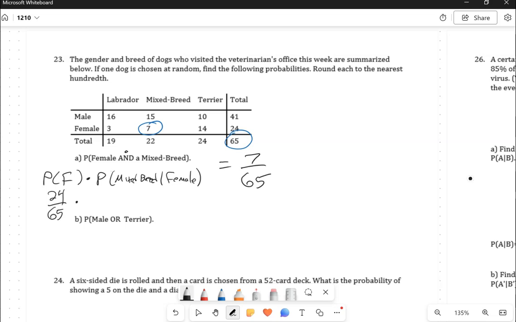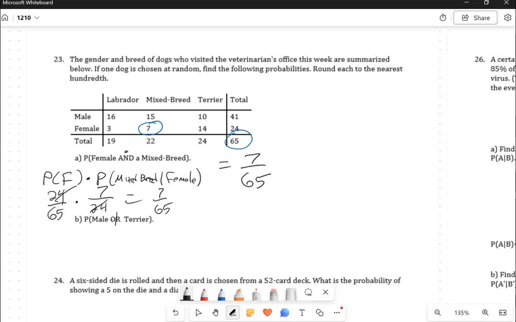Probability of mixed breed, given that they're female. Given that they're female is 24. How many mixed breeds are there? 7. I mean, it works out. It's just more awkward to do it with this rule. I know the rule well, and you'll need to know the rule well for the incidence rate problems, which are some of the harder problems in this module. But it does work.